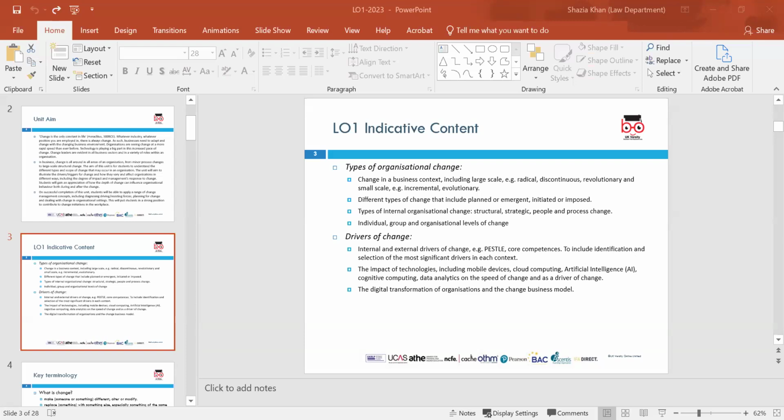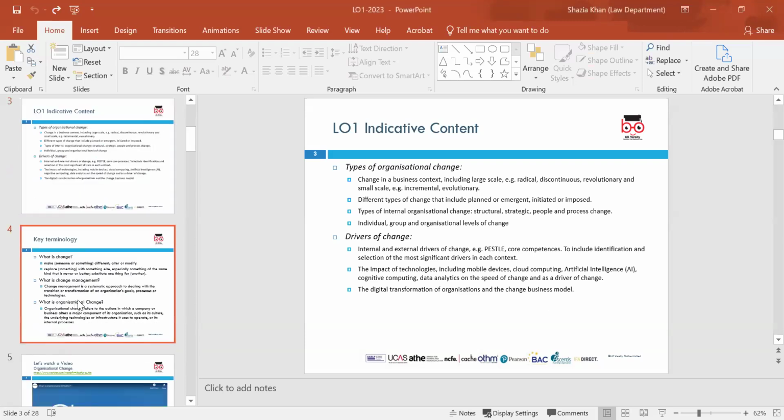We look at the impact of technology, including mobile devices, cloud computing, and artificial intelligence, which is playing a very big part in organizations nowadays. It plays a huge part in how an organization is structured and how it is run. AI has a big impact on organizations now, along with the digital transformation of organizations and the change of business model.